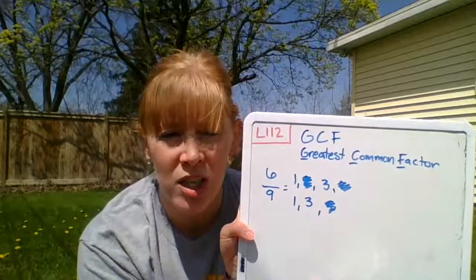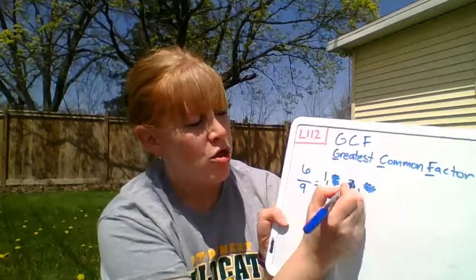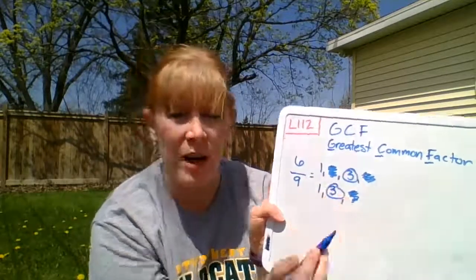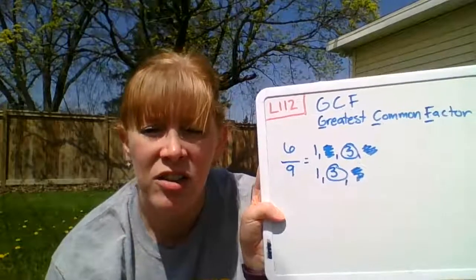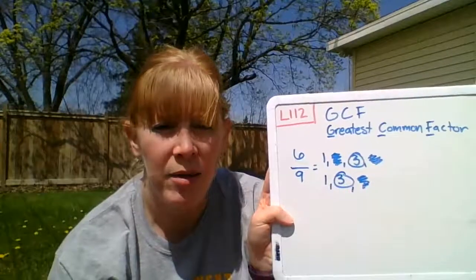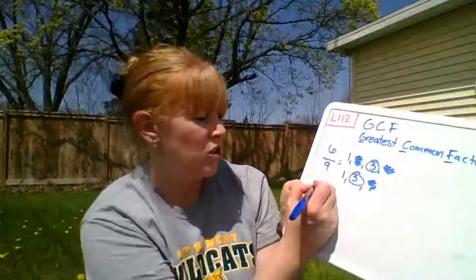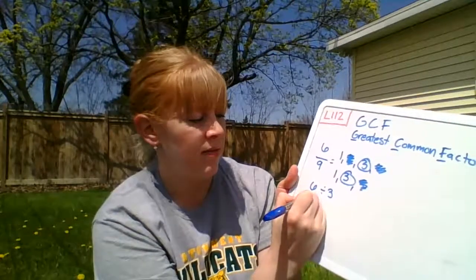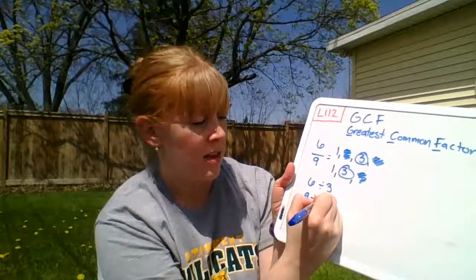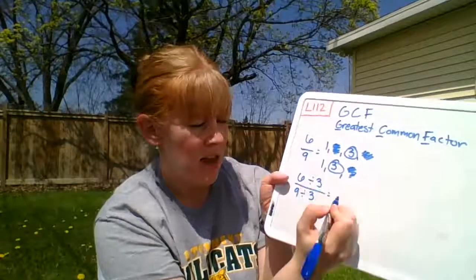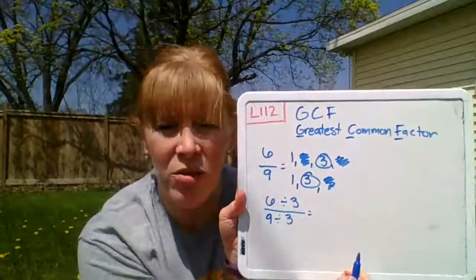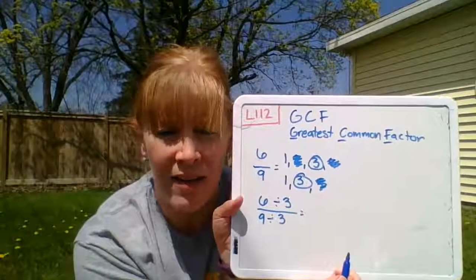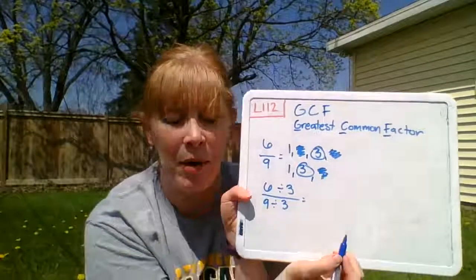Now, which one of those is the larger number? 3. So my GCF, my greatest common factor, is 3. That's the number I am going to use to divide. So I'm going to take 6 divided by 3 and 9 divided by 3. Both my numerator and denominator have to be divided by the same number.